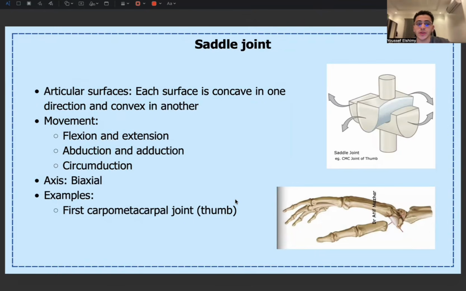Moving on to saddle joints, we have the articulating surface, which is a concave surface fit into a convex surface. So the movement is flexion and extension, abduction and adduction, and circumduction. And it is considered a biaxial joint. So it moves in two axes. A classic example is the first carpometacarpal joint, which is found in the thumb. This is considered a typical saddle joint.